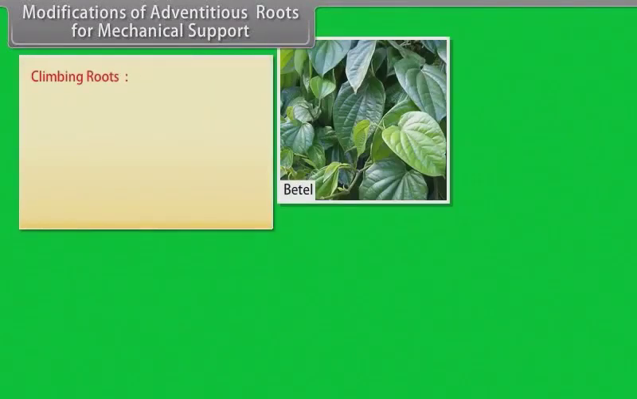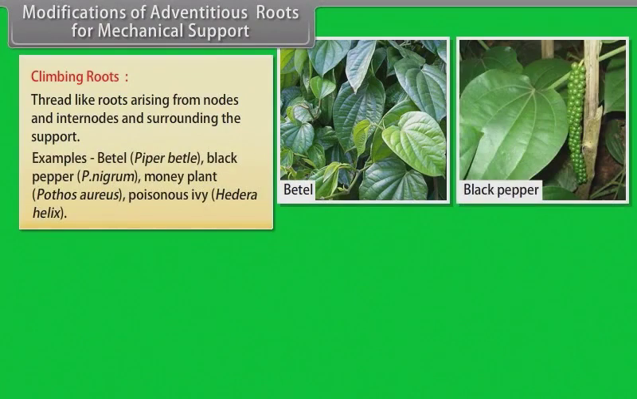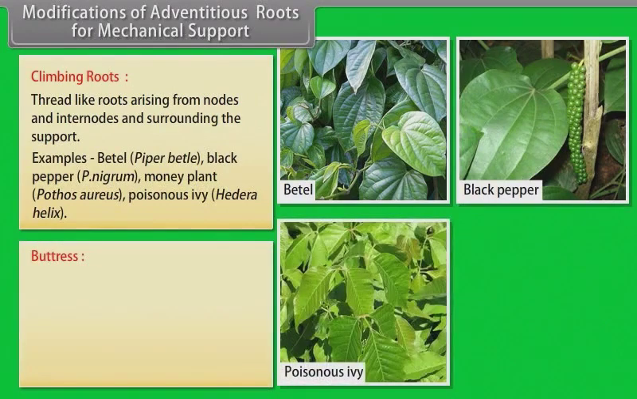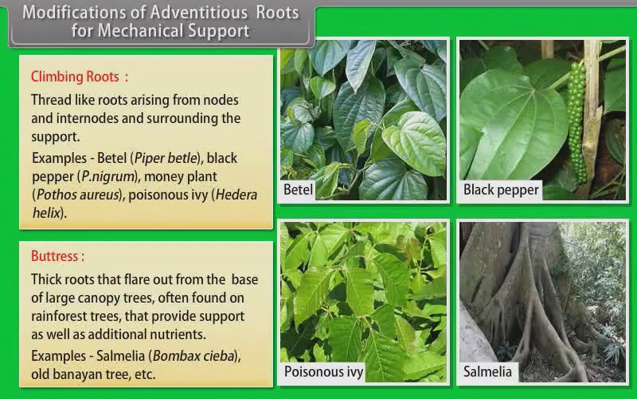Climbing roots. Thread-like roots arising from nodes and internodes and surrounding the support. Examples, betel, black pepper, money plant, poison ivy. Buttress roots. Thick roots that flare out from the base of large canopy trees, often found on rainforest trees, that provide support as well as additional nutrients. Examples, Salmalia, old banyan tree, etc.